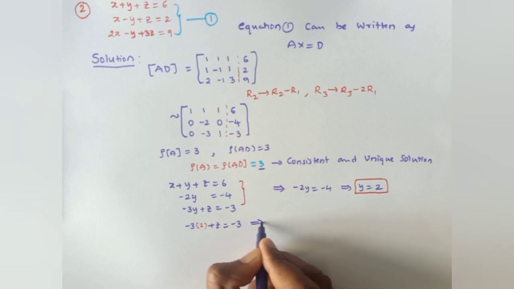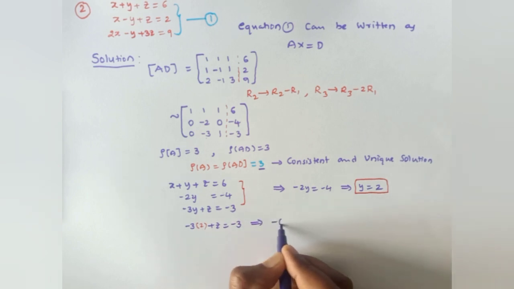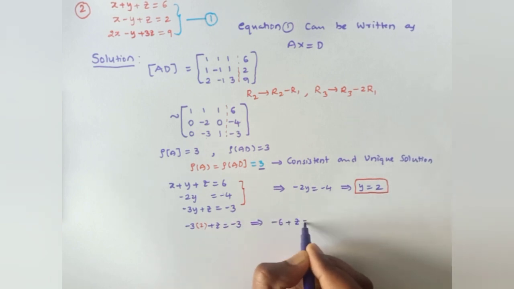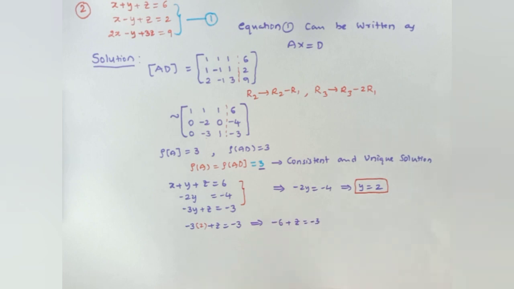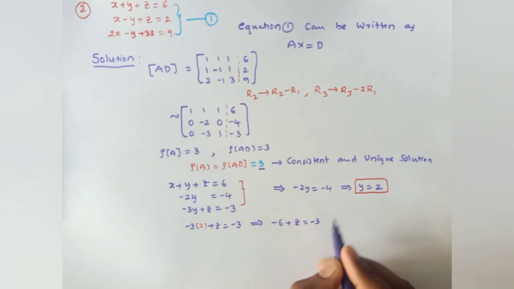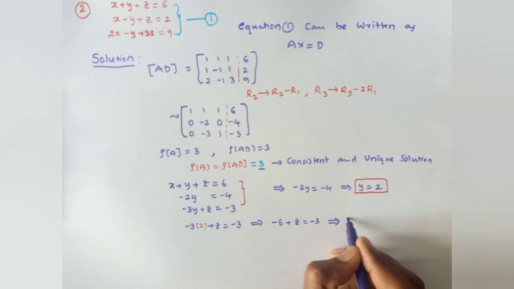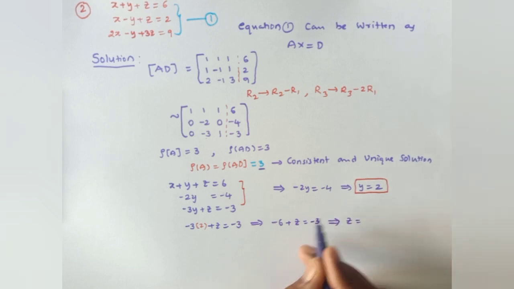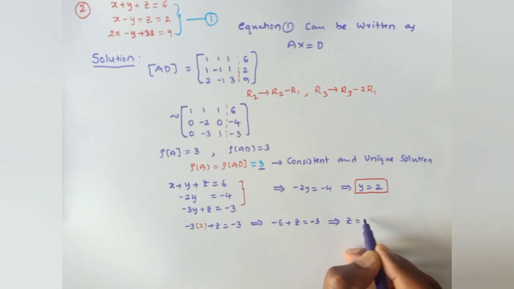This implies minus 6 plus z equals minus 3. Now what is z here? This implies the value of z is minus 3 and so it will be plus 6. Therefore it is 3.